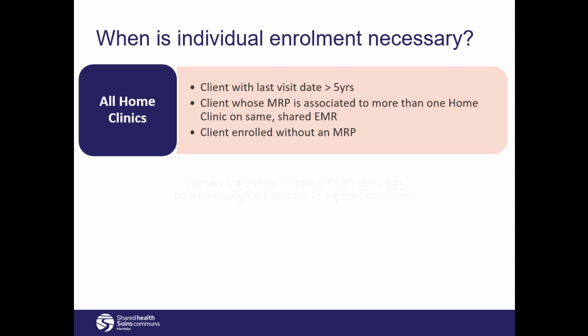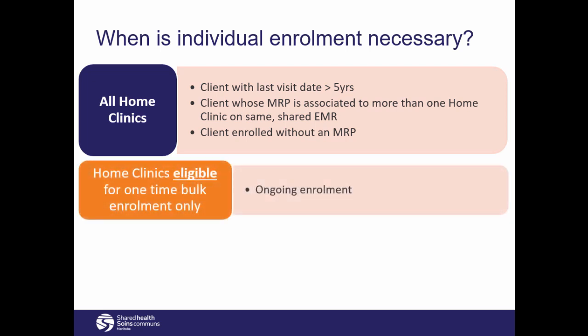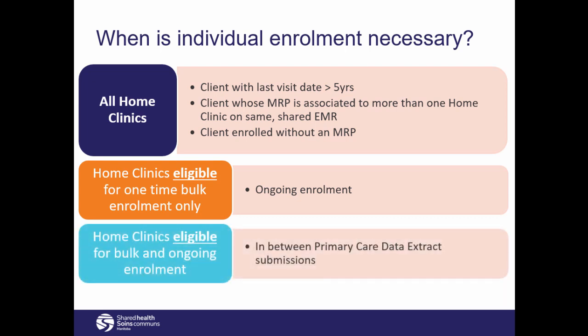to. If your home clinic is eligible to use the PCDE only for a one-time initial bulk enrollment, you will complete all ongoing enrollment in the Home Clinic portal. This includes new client enrollments. If your home clinic is eligible to use a PCDE for ongoing enrollment, you may also want to complete individual entry to add a client enrollment in between PCDE submissions.